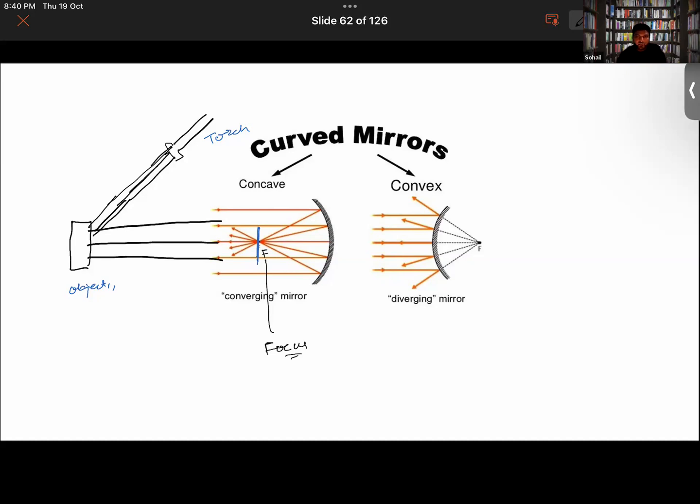Sir, it's only focus, right? Focus. Sir, can you explain again? Yeah, sure. Here, look here. In the case of a concave mirror, what happens now? The light rays, when they get reflected back from the surface.